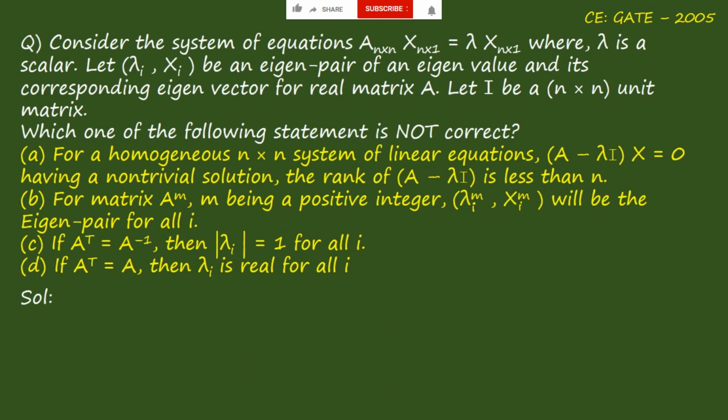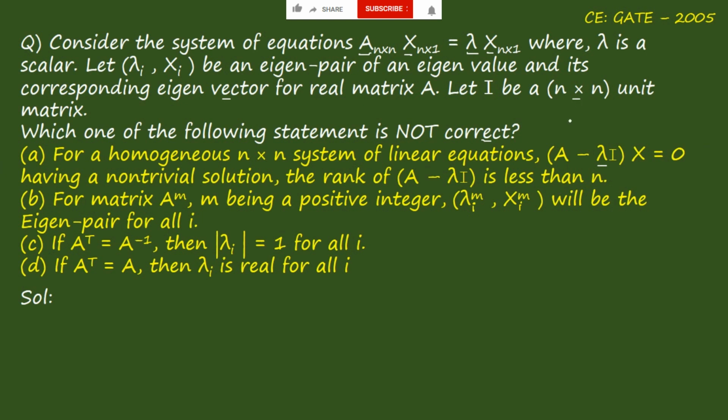Now coming to the next question. Consider a system of equations A X is equal to lambda X, where lambda is a scalar. Let lambda and X be an eigenpair, eigenvalue and its corresponding eigenvector, for a real matrix A. Let I be an identity matrix. Which of the following statements is not correct? First option A says: for a homogeneous system of linear equations (A minus lambda I) X is equal to 0 having a non-trivial solution, then the rank of A minus lambda I is less than n.